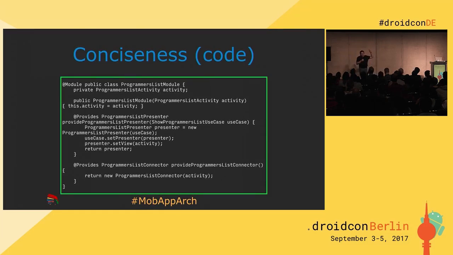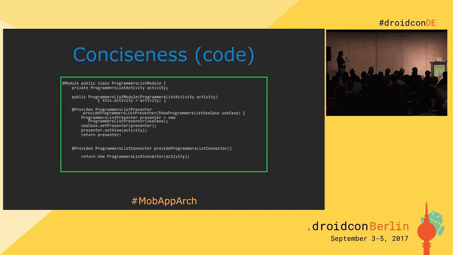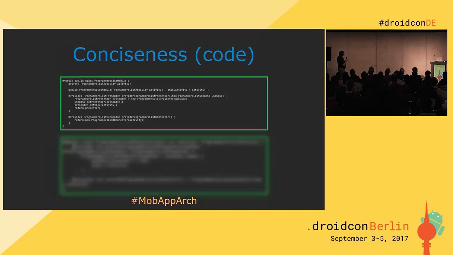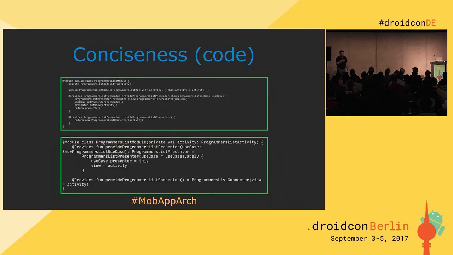The code that you have there is just a very simple example of a module for Dagger 2, okay? This is written in Java, and yes, I said that I was going to show you Kotlin code, but I want to compare it with something. So this is the Java code, and this is the Kotlin code. Very similar, but notice the difference in font size. And this is because it's terse.